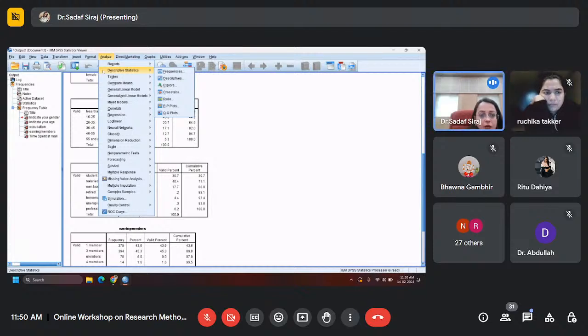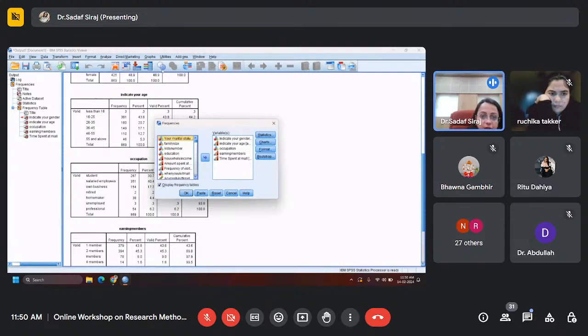Yes. Right. Apart from the frequency and percentages, I also want the graphical representation. I need certain pie charts and bar graphs. So what did I do? I just went on Analyze again. The variables are already chosen because I had chosen them for the frequency count. I go to Charts now.